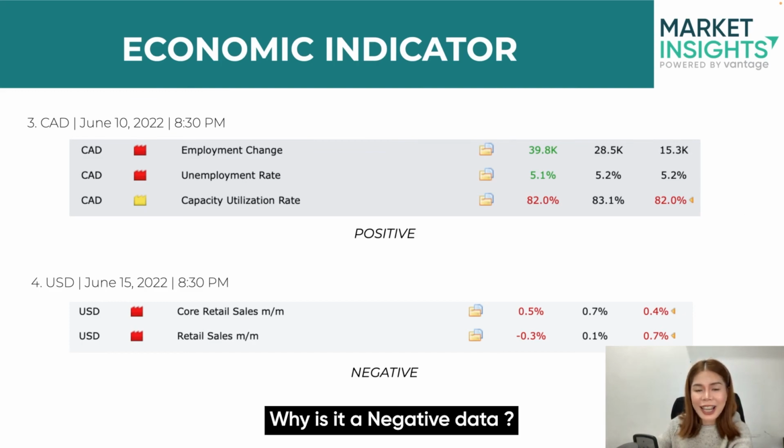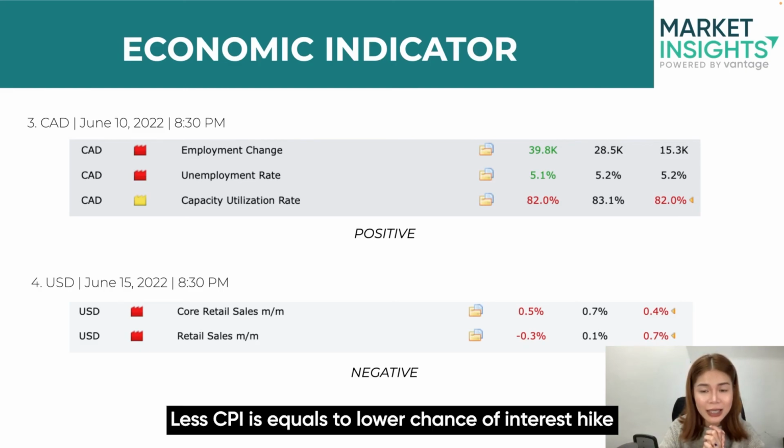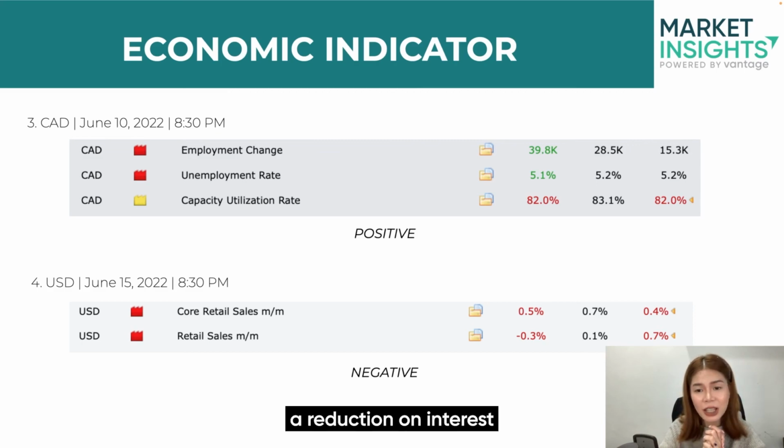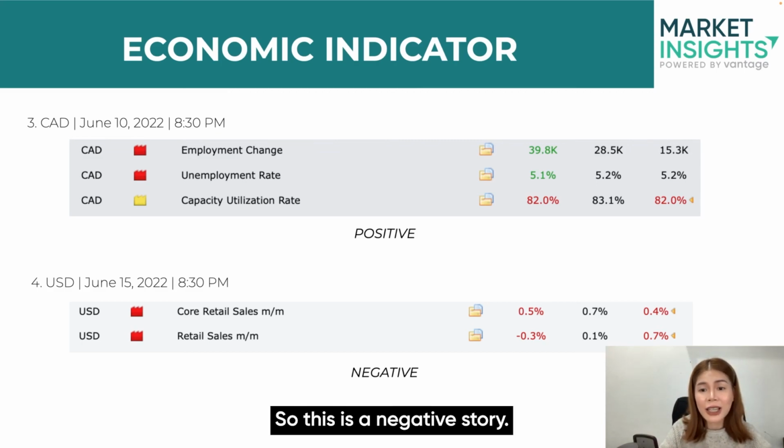Why is it a negative data? Retail sales is one of the leading consumer spending data. If people are spending less on consumer goods, meaning CPI could be less. Less CPI equals a lower chance of an interest rate hike, or even a reduction of the interest rate. So this is a negative story.